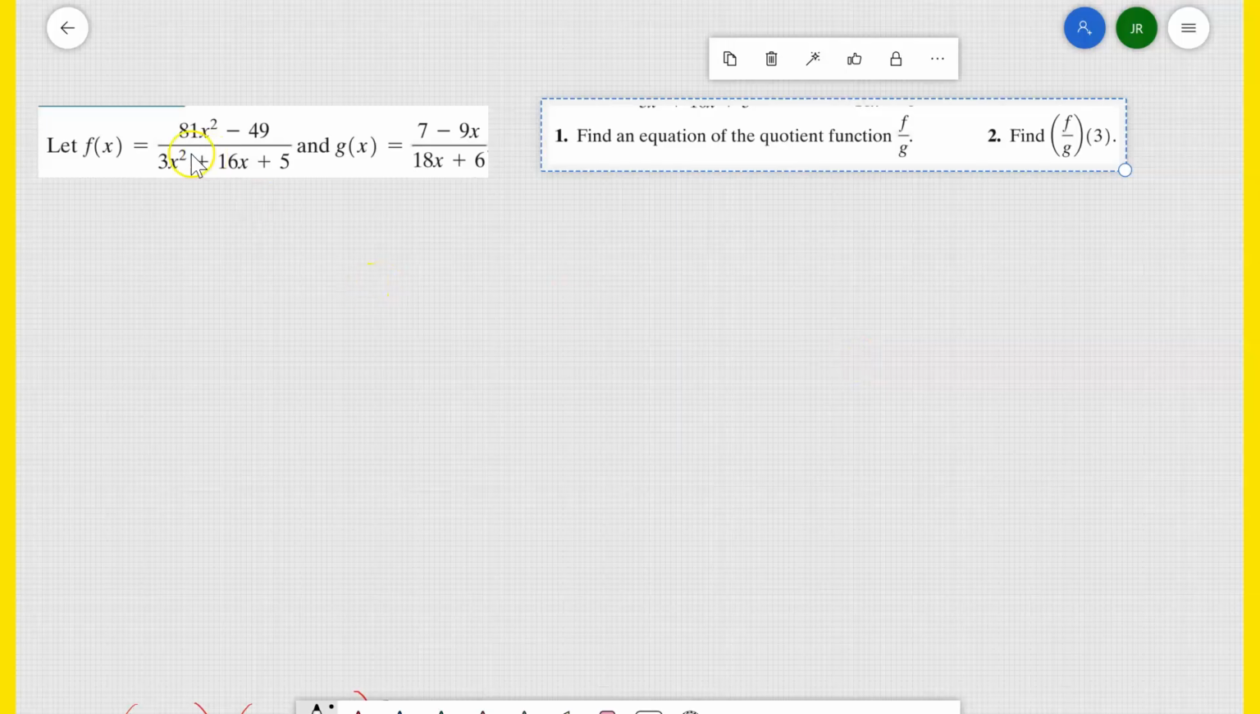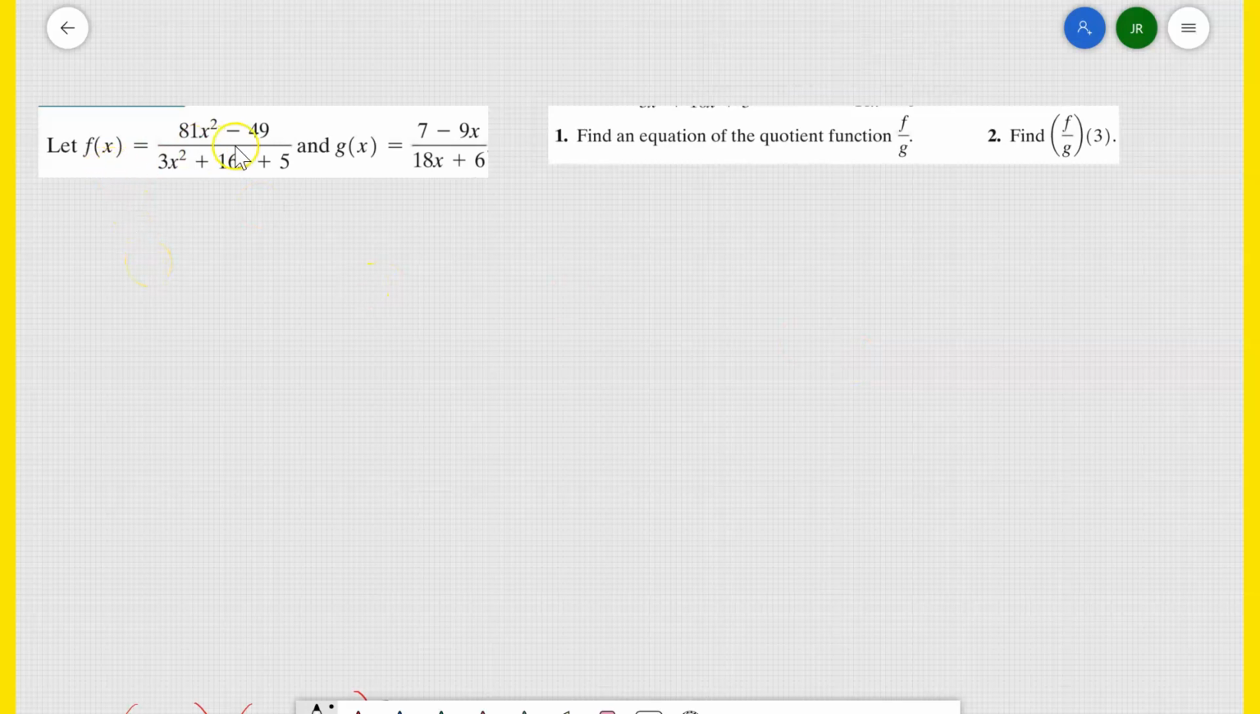All right, here's another example. Let f of x equal this expression, and let g of x equal this expression. I'm going to make one change here to make this a little easier problem for us. Let me make that be 9x minus 7 instead of 7 minus 9x.